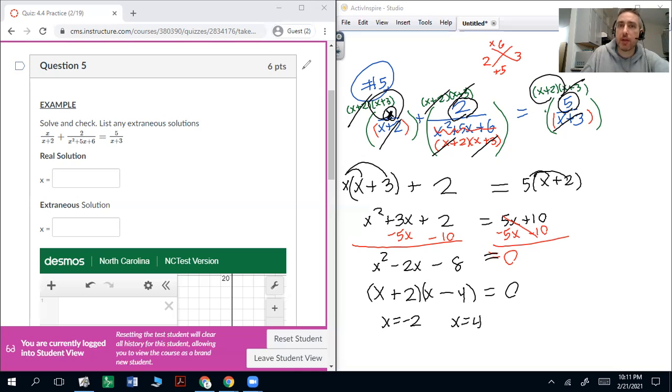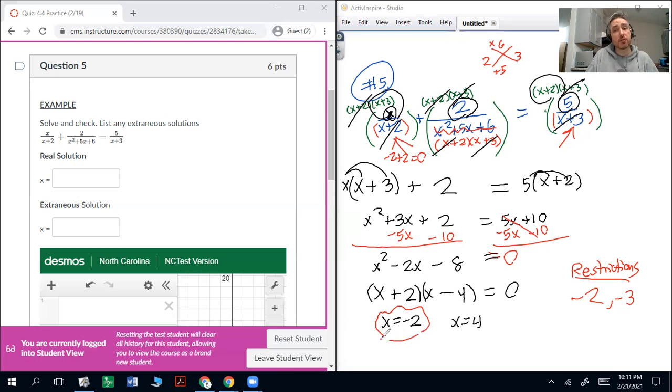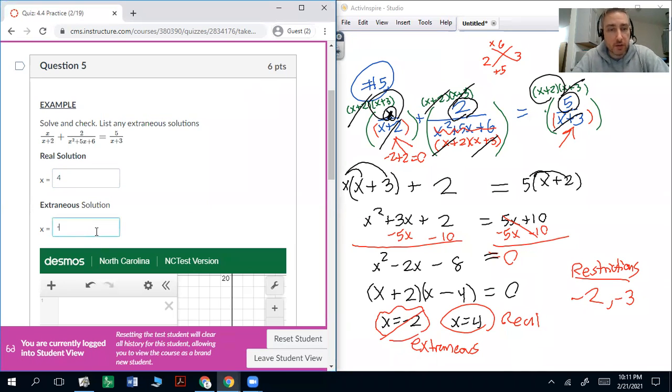Now let's go back and check the denominators. In our denominator, we have an x plus 2. Well, that's a problem, right? Because our restrictions are going to be negative 2 and negative 3. When you plug that back in here, negative 2 plus 2, you get 0. So that's not good. This is actually extraneous, which means the 4 is real. So that's how I do it by hand. I know it's kind of fast. I'll go back and play it at a slower speed or pause it and take that in. We have our answers: 4 for the real, negative 2 for the extraneous.